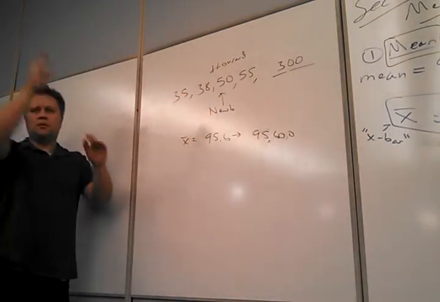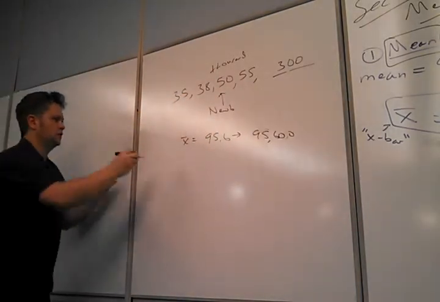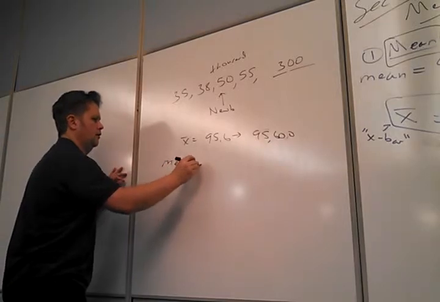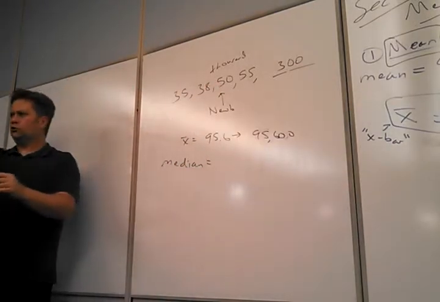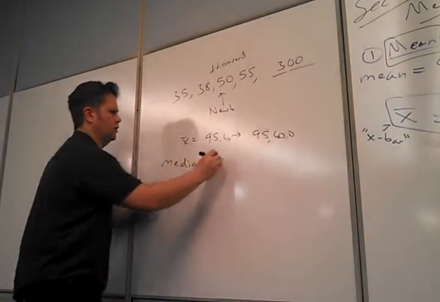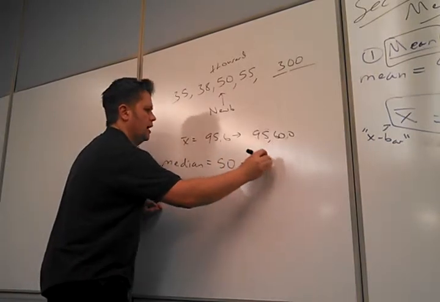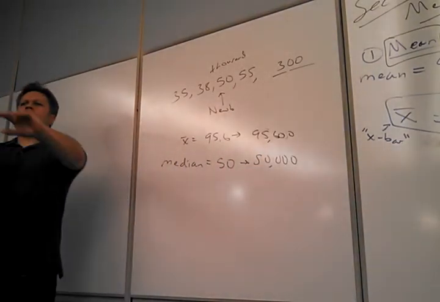This thing is called, what's in the middle of a road? Yeah, so this is called the median. And it's the number that's in the middle, the truly middle. And so in this case, it would be 50, which means I tell the guy, oh, we make about 50,000.